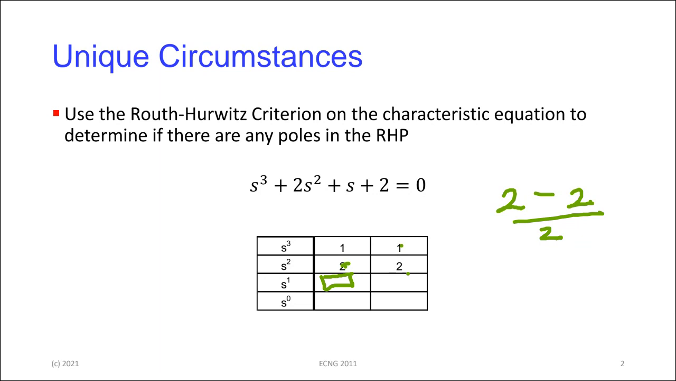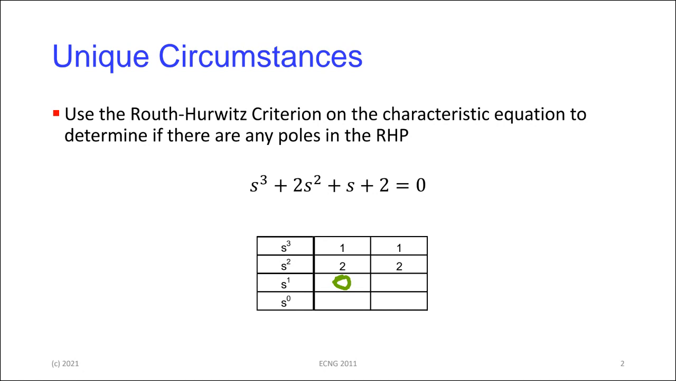2 minus 2 is 0, not 1. 2 minus 2 is 0 over 2. So I'm going to get a 0 inside of here. Let me just put that in. So if I just work this out, 2 minus 2 is 0 over 2. Well, of course, it's 0. So I have 0 inside of here.